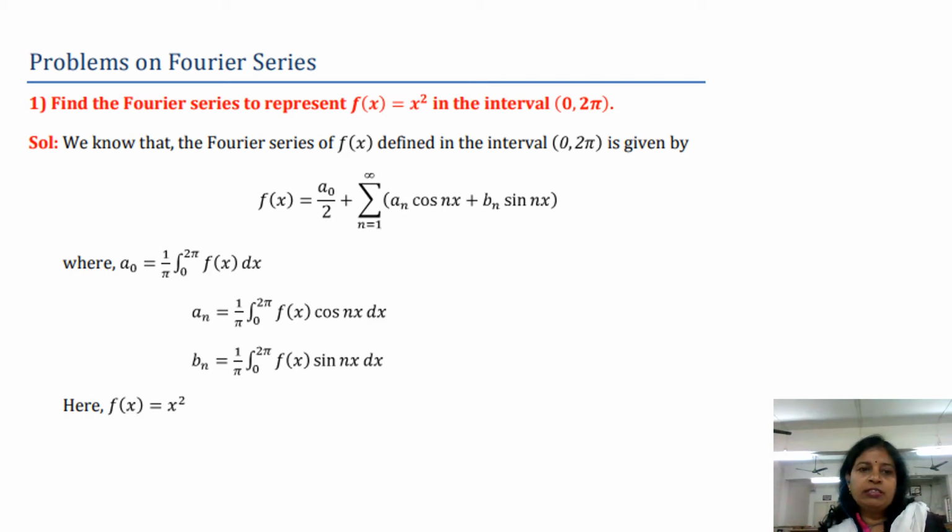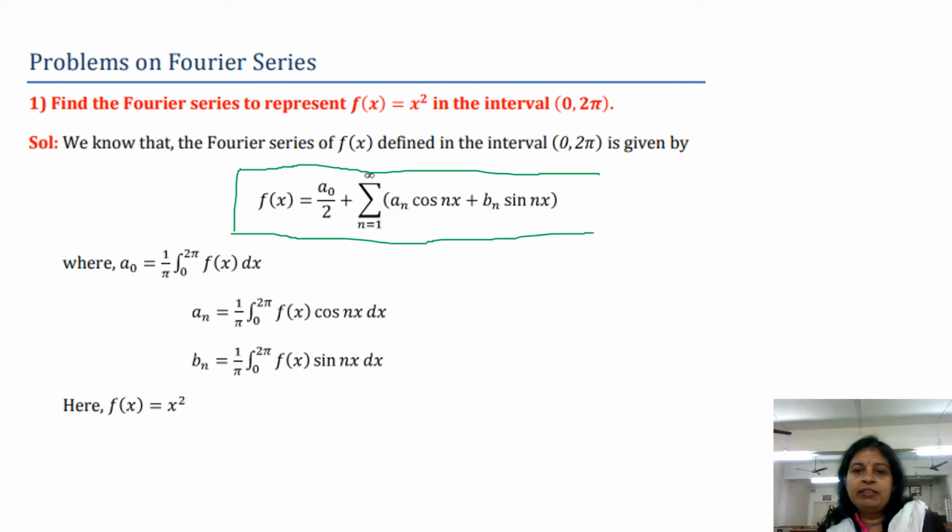Problems on Fourier series. Find the Fourier series to represent f(x) = x² in the interval 0 to 2π. We know that f(x) in Fourier series can be represented as f(x) = a0/2 + summation n = 1 to infinity of (an cos nx + bn sin nx), where a0, an and bn can be calculated using this formula.